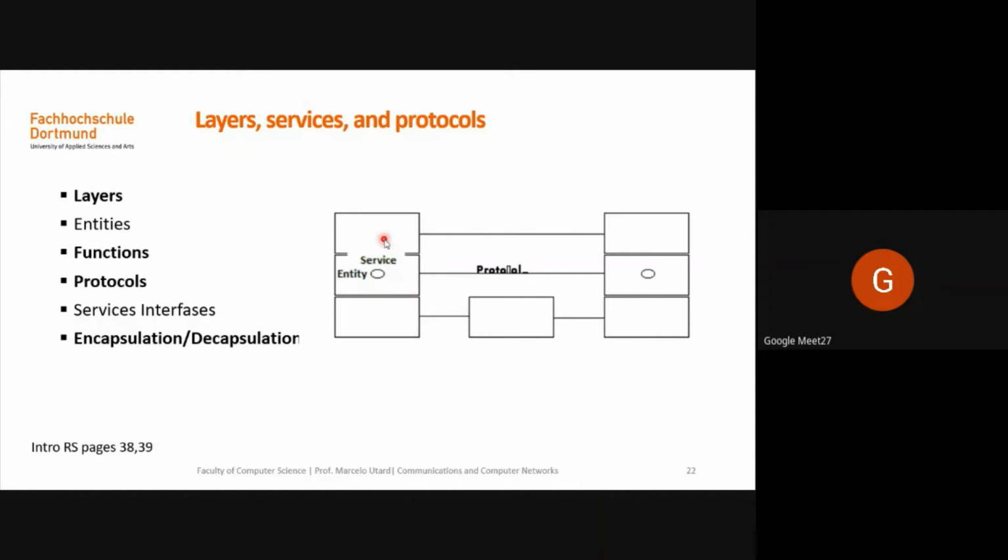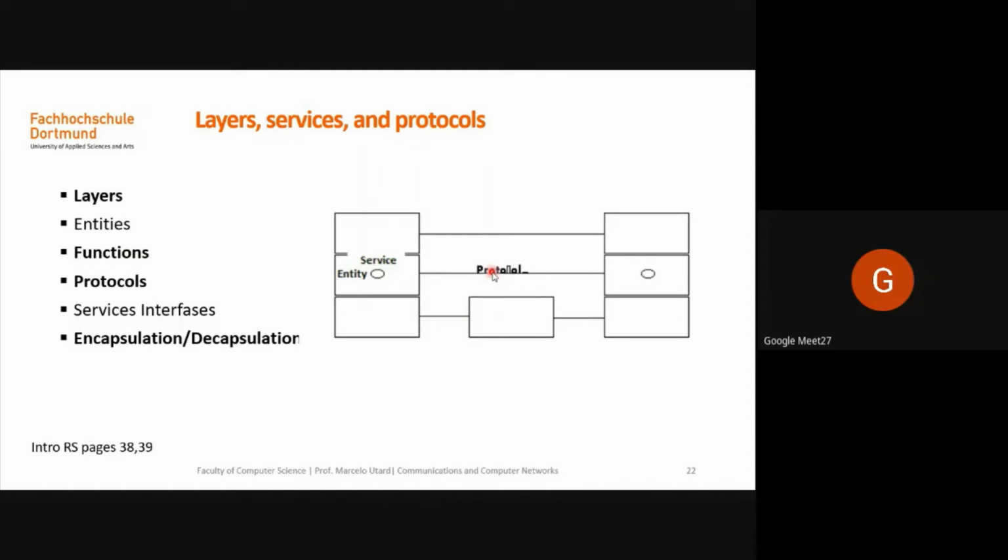And then the layer-oriented network architecture is based in the use of different layers. Each layer implements some functions, some particular function for each layer. The functions are implemented by entities. Each entity dialogues across a protocol with its peer entity in the other end system, or perhaps between intermediate systems, or between end systems and intermediate systems.